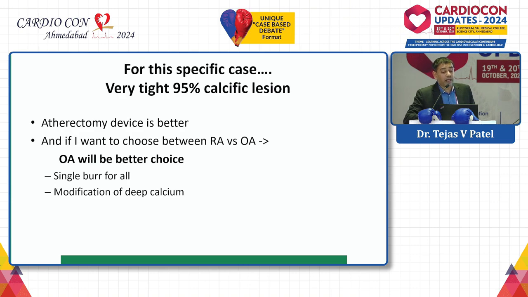Coming back to this case, a very tight, 95% calcific lesion. That means there must be huge calcium coming inside the lumen, and in that situation, I would like to go for debulking therapy for the calcium. Though there is no imaging right now, I would say an atherectomy device is better, and my choice will be OA because it has a better safety profile and better mechanism of action in comparison to RA. And obviously it is a single burr for all the things where we need to use larger diameter vessels, and it can do modification of deep calcium as well. Thank you.